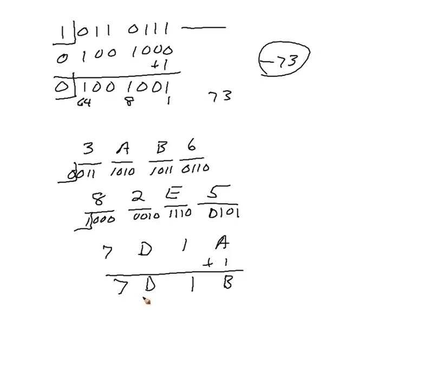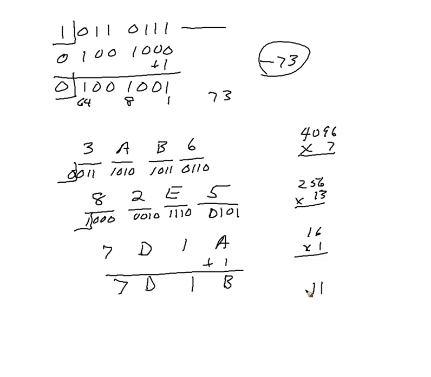Now then, what is this thing? This place value out here in hex is 4096. I multiply that by 7. I'll do that in just a second. This place value is 256. I multiply it times 13. This place value is 16. Multiply it by 1. And this place value out here is 1, and I multiply it by B, which is 11. So I know that that's just 11.